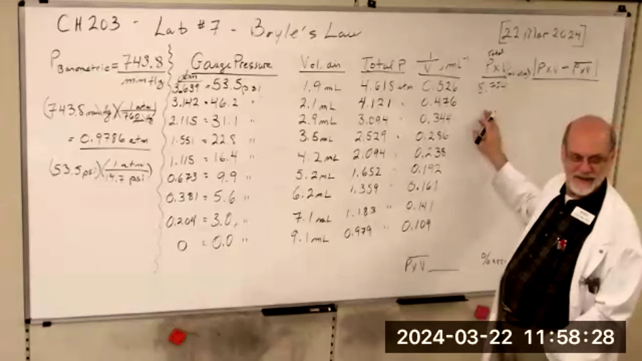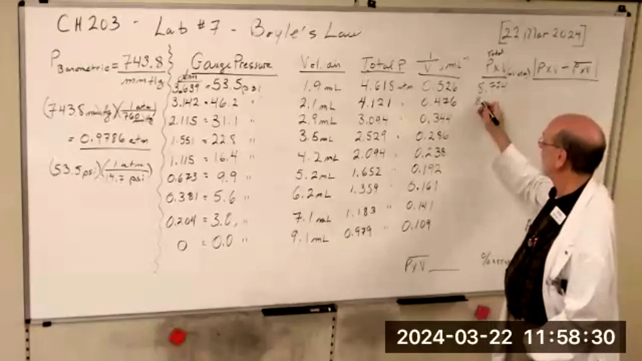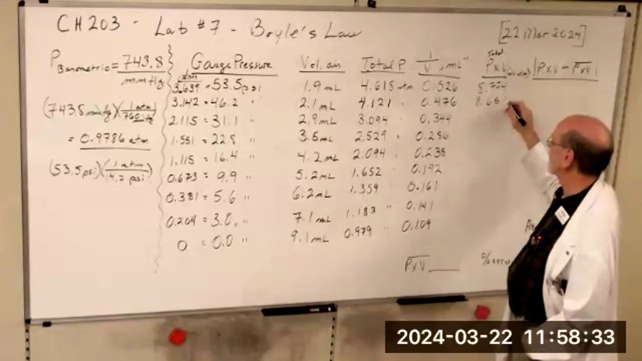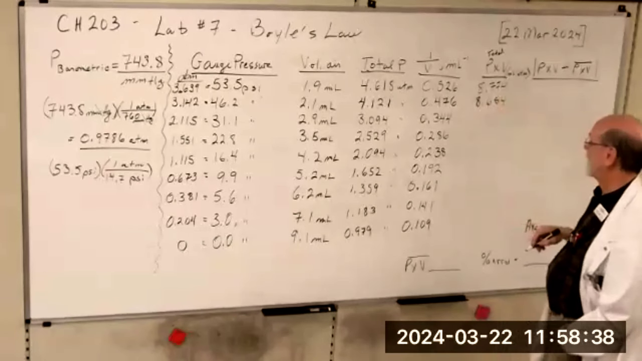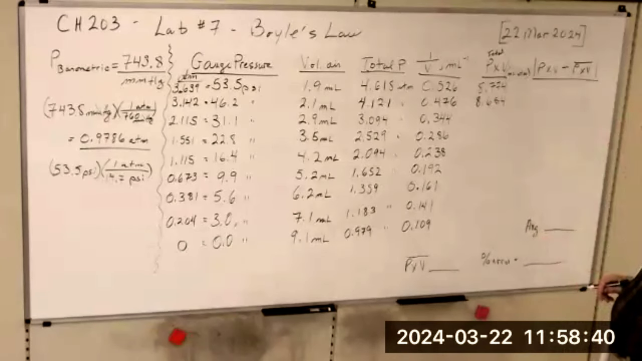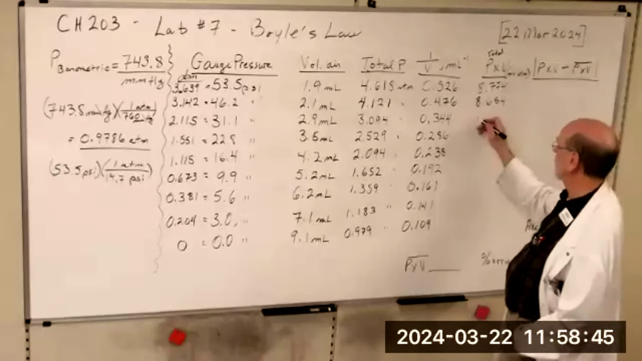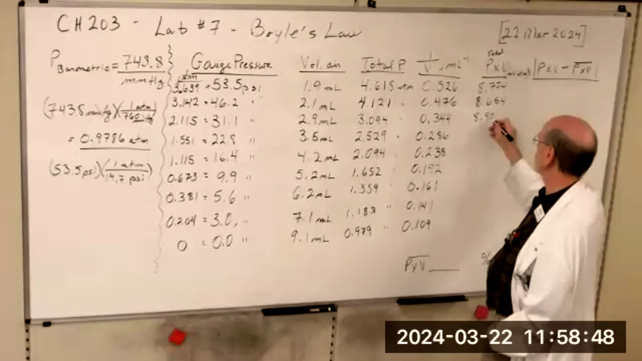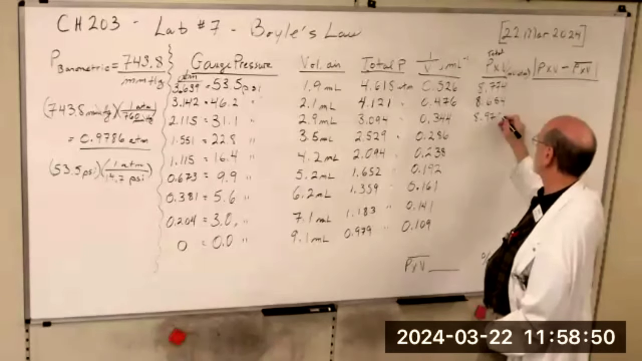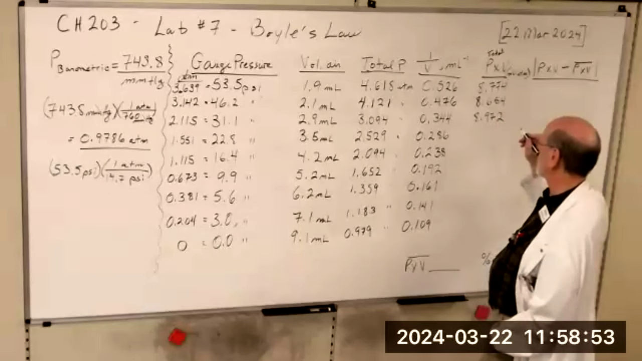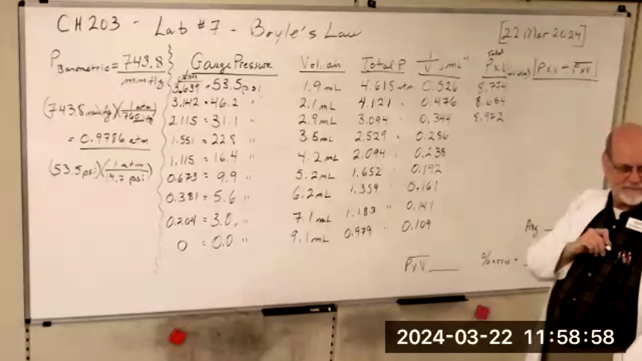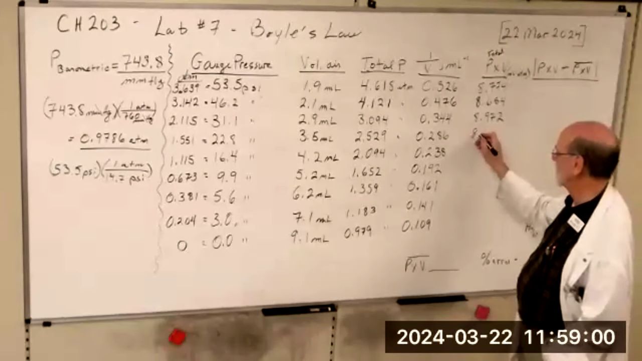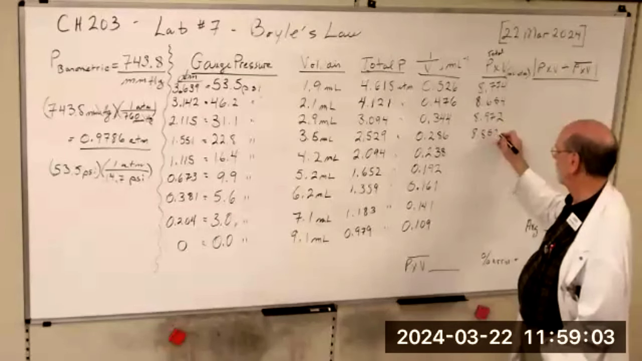So, second one? 8.65. They're very similar, aren't they? I got 8.972. Okay. The 3.5 will be 8.852. Okay.